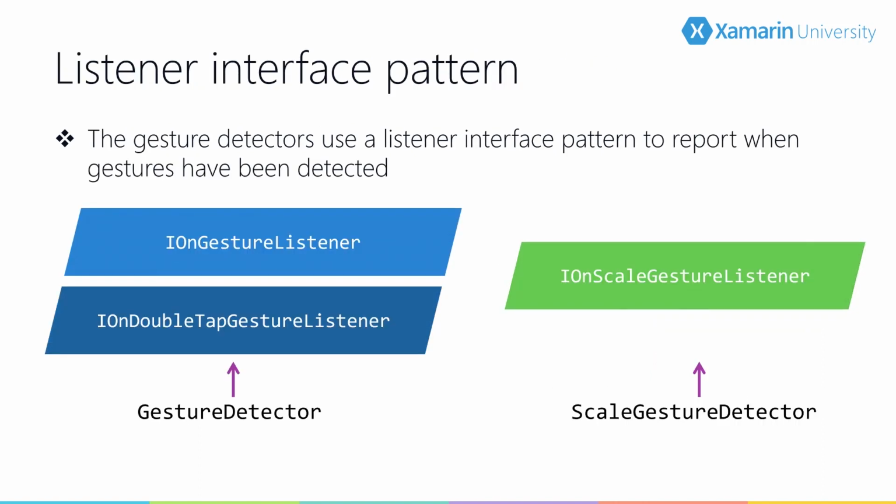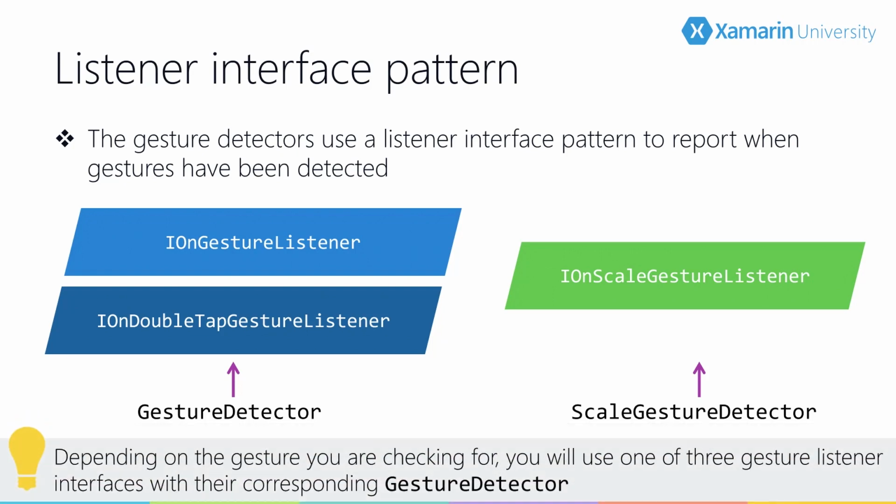When responding to gestures, it's most common to use the listener interface pattern. There are 2 listener interfaces for the standard gesture detector. The IOnGestureListener is used for single tap, swipe, flick, and long press. For double tap gestures, use the IOnDoubleTapListener. When working with the scale gesture detector, a third interface, IOnScaleGestureListener, is used. Now, depending on which gesture you want to recognize, you'll select a different interface. These interfaces are not mutually exclusive. You can use 2 or all 3 at the same time, and even implement them on the same class. Let's take a look at each one in turn.